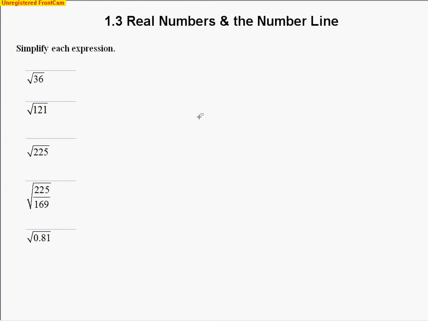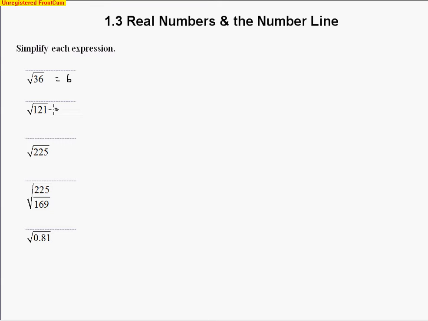This is the lesson for Chapter 1, Section 3, titled Real Numbers in the Number Line. Let's take a look at our first problem here. We're taking the square root of 36, finding two numbers that multiply to make 36, and 6 times 6 makes 36. That's the number that we're going to end up going with there.